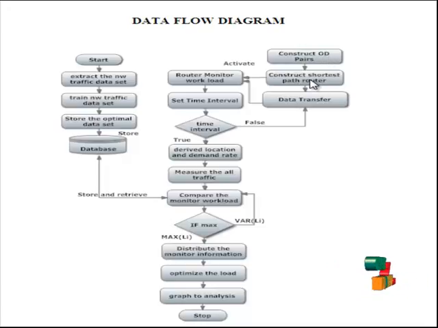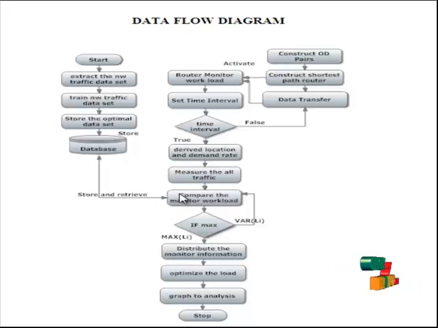In between, the source node creates the shortest path based on the distance, and then activates the router monitor. It monitors the workload of the path on a time interval basis. If the time interval is false, the data transfer is retransmitted, because in the time interval we monitor the workload of each path, and then derive the location and demand rate. That node derives the workload from the location basis and then measures all traffic.